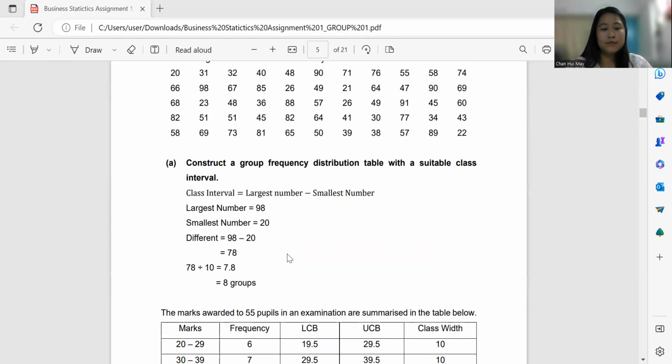We need to find the difference between the largest number and smallest number and then divide by 10, so that we can know how many groups we need. The answer is 8 groups. We need to have the 8 classes.